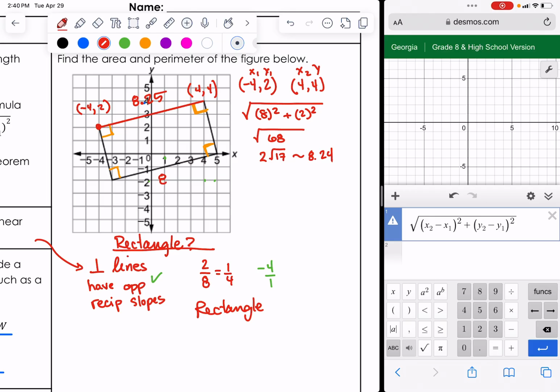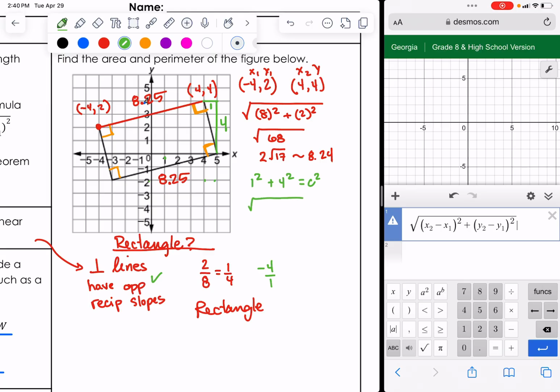That means this side over here is also 8.25. I know that when we've talked about this, we've also talked about using the right triangle method, so drawing a right triangle and getting the distances that way. That distance is 1 and that distance is 4. So the Pythagorean theorem says 1 squared plus 4 squared is c squared.